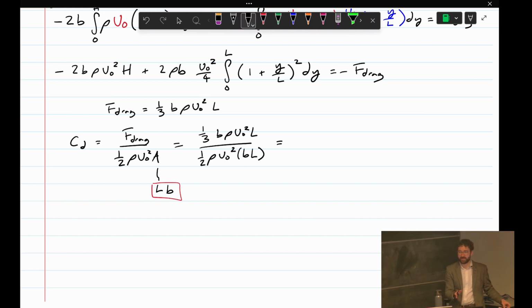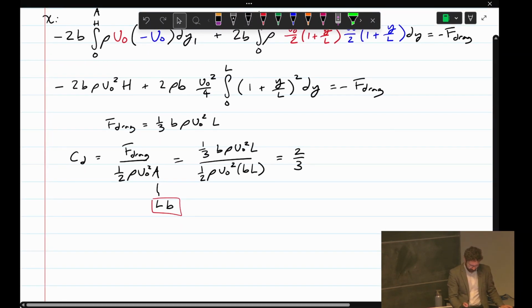We expect the drag coefficient to not have any dimensions, right? So everything should basically cancel and we should get a number. We get 2/3. So the answer for this question is just CD equals 2/3.